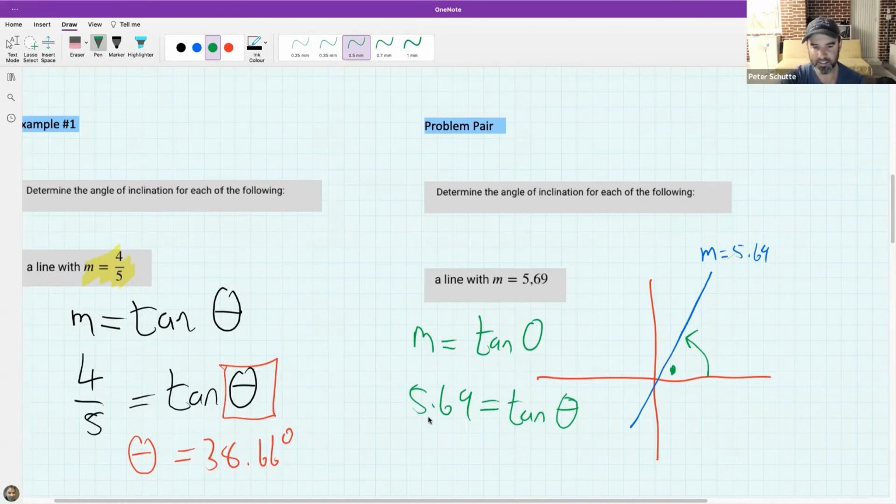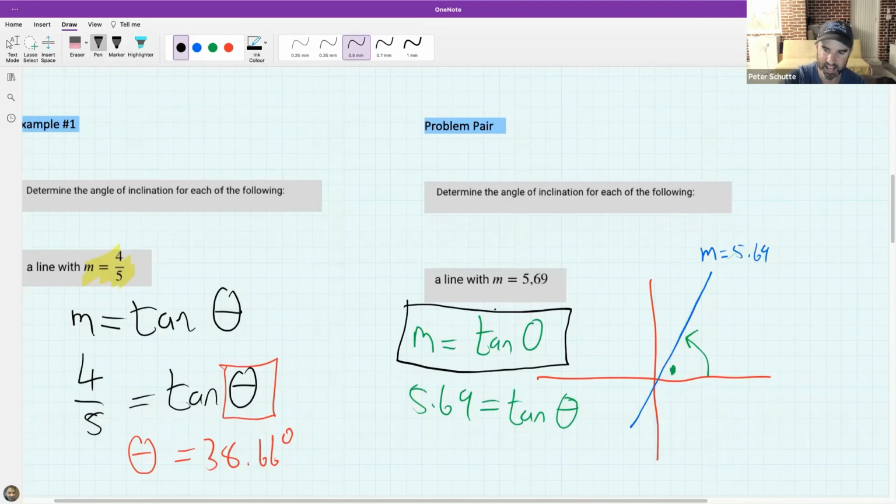In the next lesson, I'll talk to you about what happens if we have a negative gradient. There's a slight change of process there, but whenever you deal with angle of inclination, you're always going to use this formula, m equals tan theta.